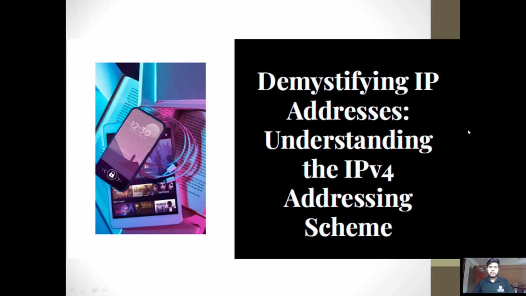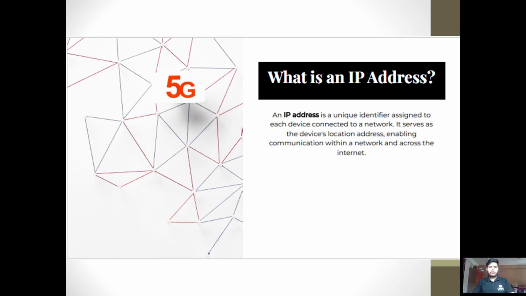So, firstly, we will talk about IP address. What is an IP address? An IP address is a numerical label assigned to each device connected in a computer network, and it uses internet protocol for communication. It has two main functions. First, to identify the host or network interface. Second, providing the location of the device in the network.